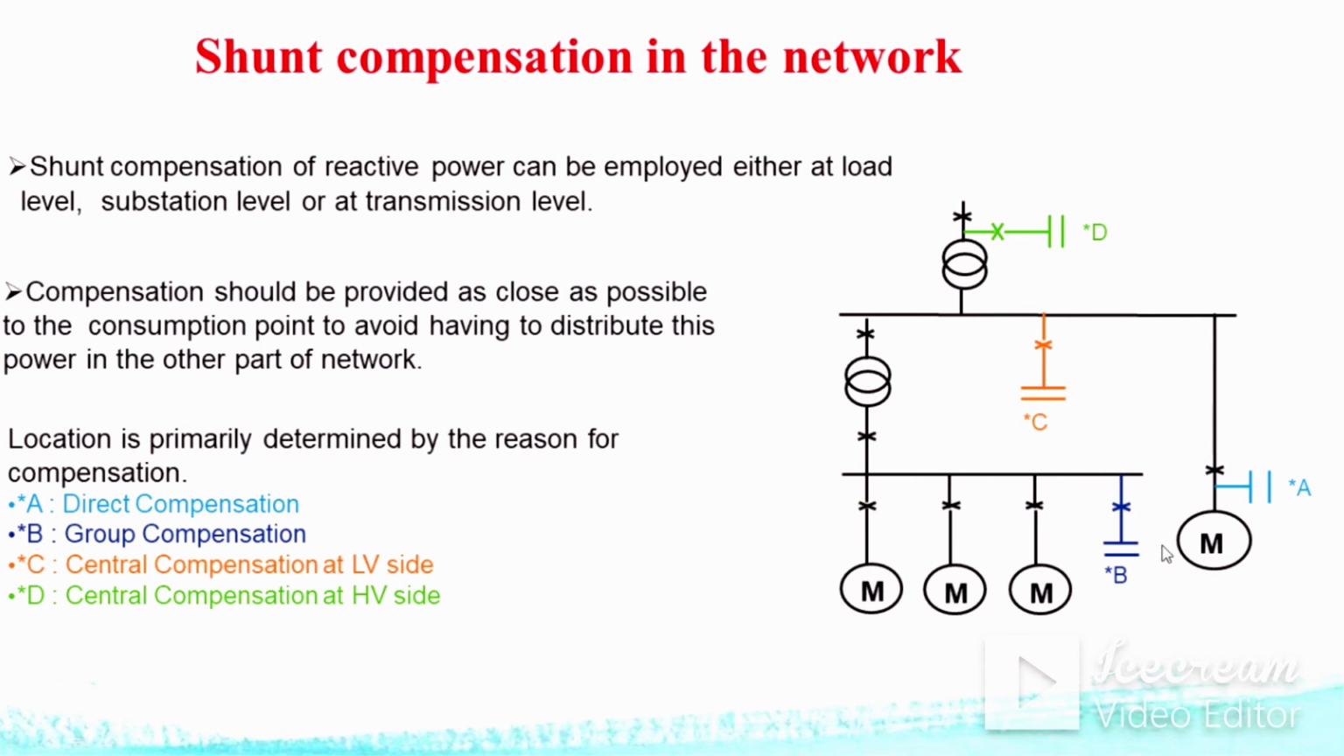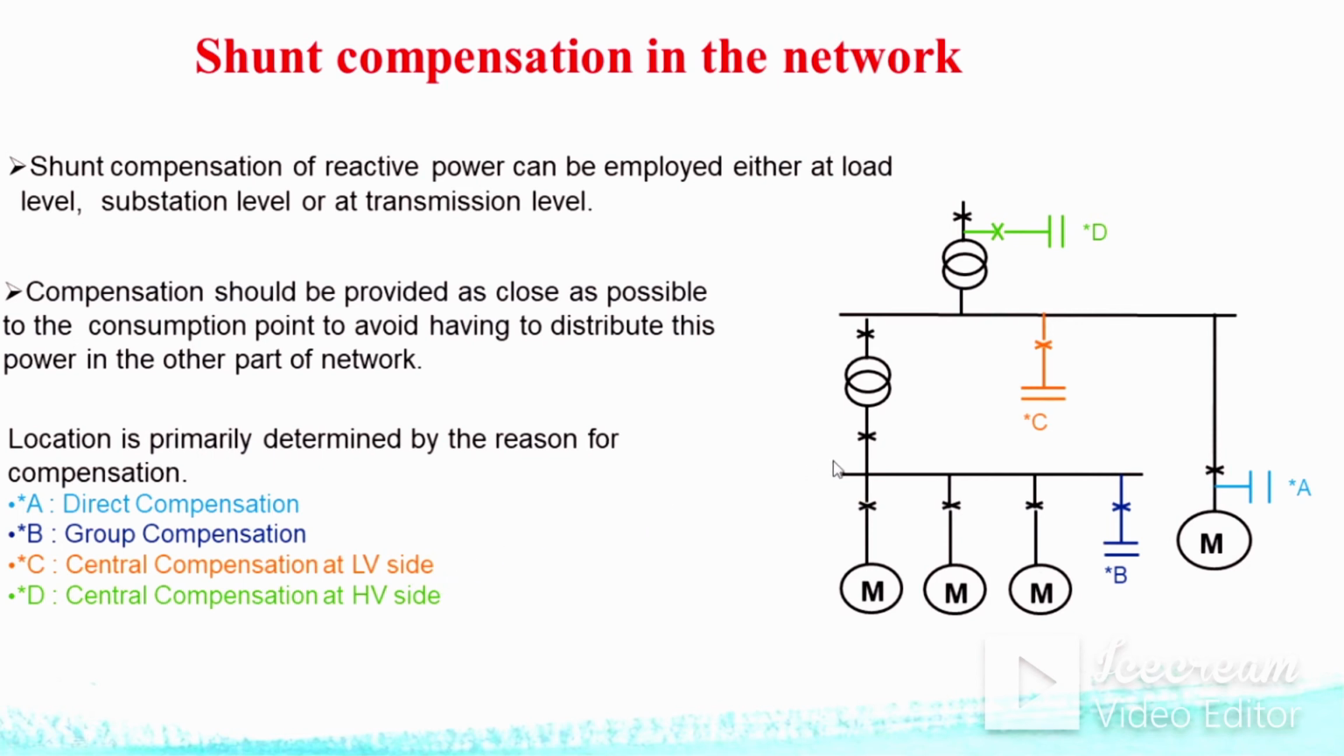Why is it called group compensation? Because here a group of motors is there and they are causing a huge lagging reactive power. They are absorbing the lagging reactive power. In order to compensate for the whole of this group, we are giving this single compensation. So it is called the group compensation. Now central compensation at the low voltage side.